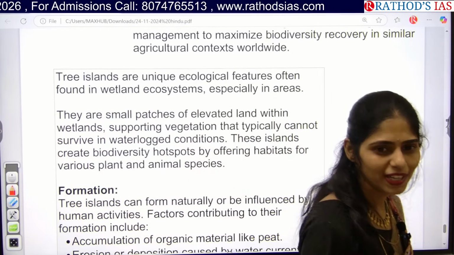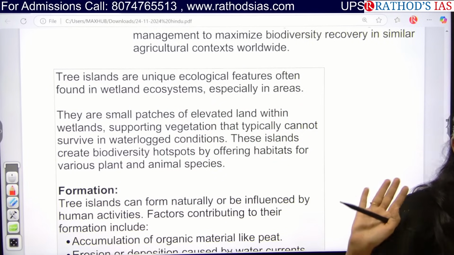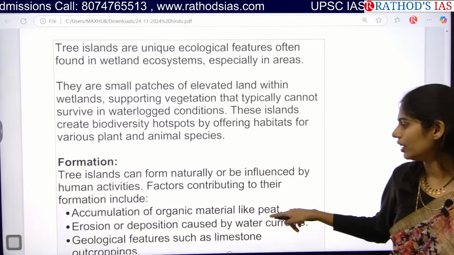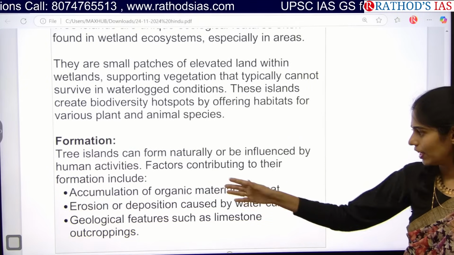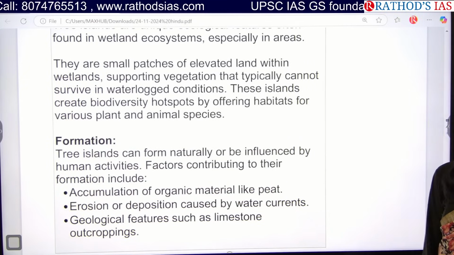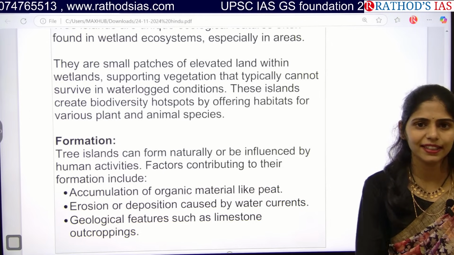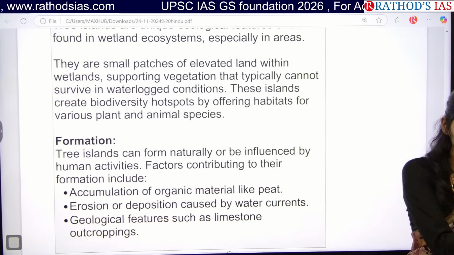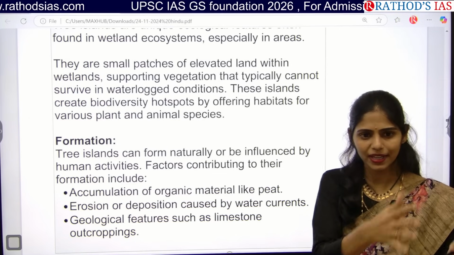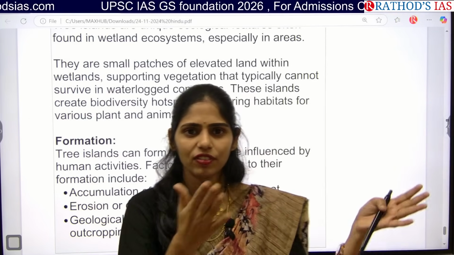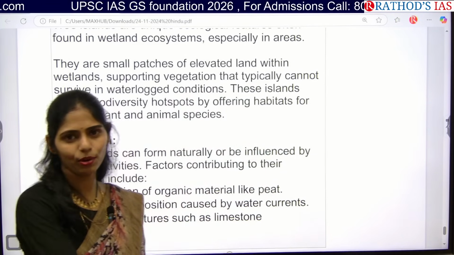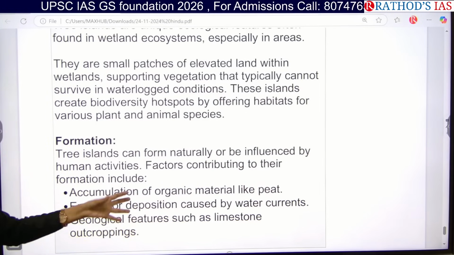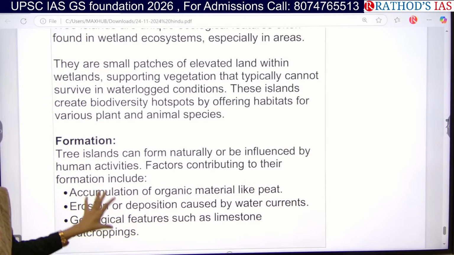So whenever human intervention is there, they are called artificial tree islands. How will they be forming? For example, whenever organic material like peat has accumulated there, it will form elevated land. Or else, whenever erosion is happening on one side, erosion after erosion, that material will be transported and deposited. After erosion, deposition, then what happened? There will be the formation of tree islands.